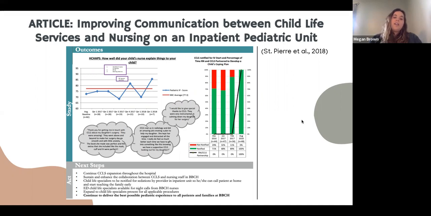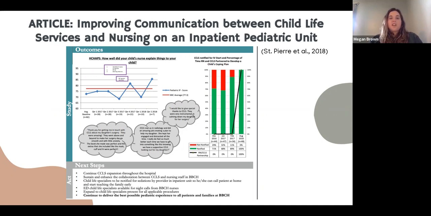And so then they even went on to create next steps because they wanted to implement this more into their hospital setting in the other units as well. So they wanted to continue that expansion throughout the hospital, sustain and enhance the collaboration that they did have already. The child life specialist would continue to be notified for sedations and other procedures. The emergency department child life specialist available for night calls, right? So they have the whole list of things that they wanted to continue.